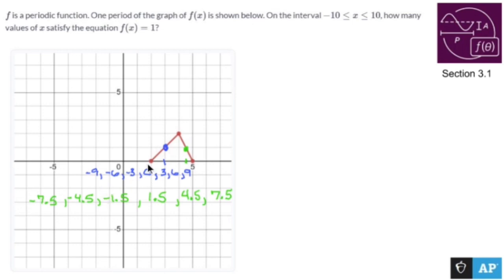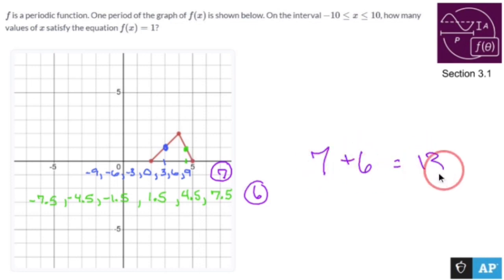So we have 1, 2, 3, 4, 5, 6, 7 instances where this part hits 1, and we have 1, 2, 3, 4, 5, 6 instances where this part hits 1. 7 plus 6 is lucky 13. So kind of a bizarre, unique problem, but the purpose is to demonstrate how periodic functions repeat, and it just makes you think outside the box a little bit.